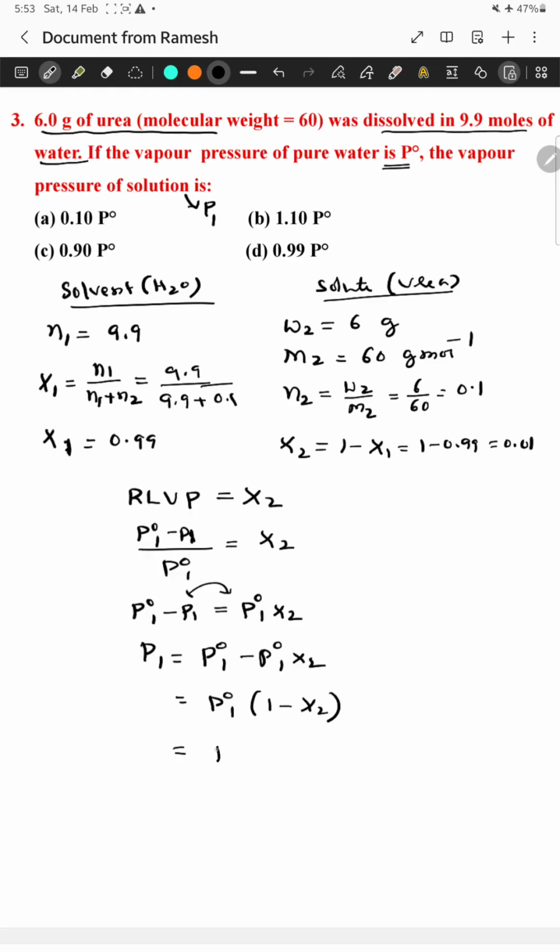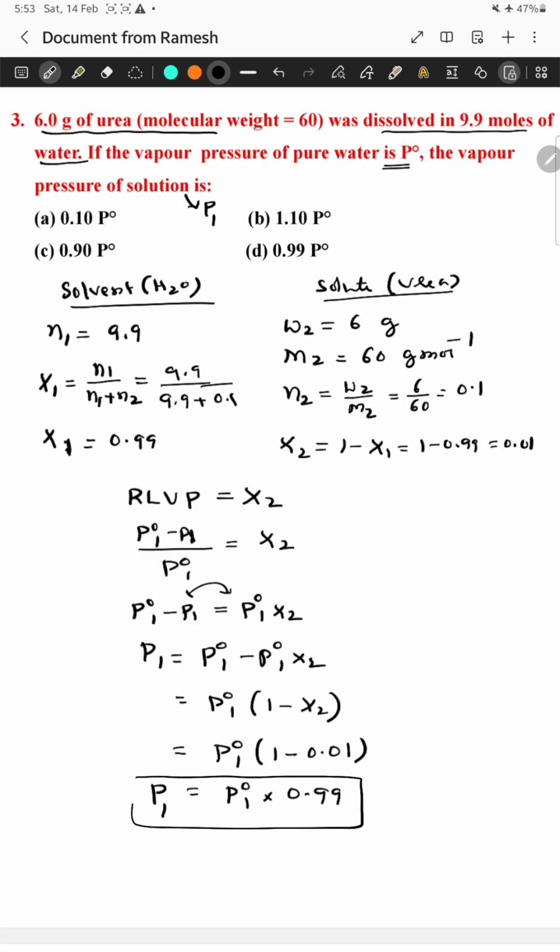So now you substitute P01 into 1 minus Chi2, where Chi2 value is 0.01. So you will get P01 into 1 minus 0.01, means 0.99. That means vapor pressure of the solution P1 will be 0.99 times of P01. So that is option D. So third question, option D is the correct answer.